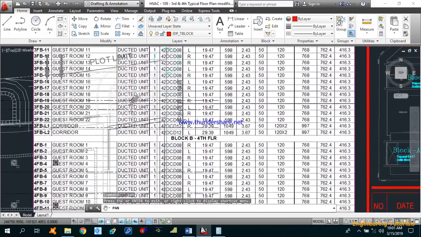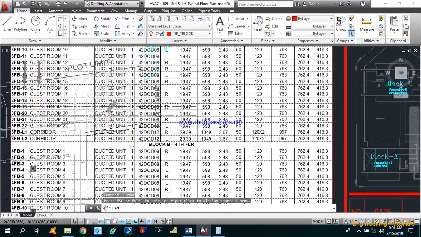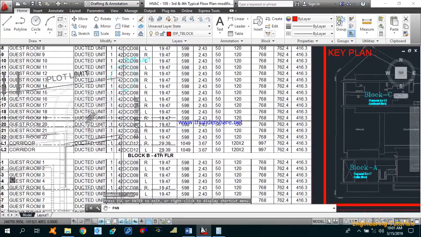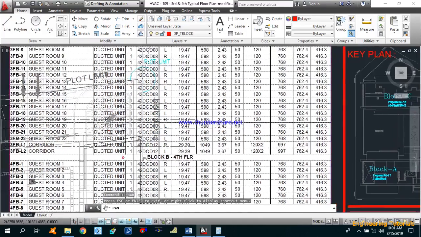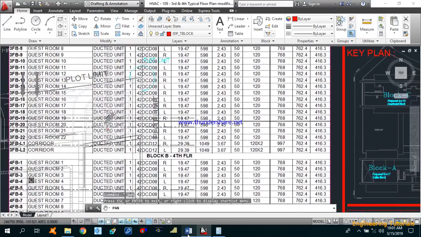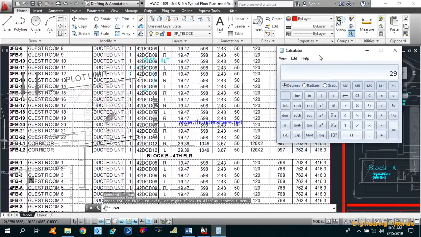Let's start with this corridor machine. As you can see, its serial number is 3FBL2. It's a corridor machine, a ducted unit, and its MBH is 29.39, CFM is 1049, and GPM is 3.67. Let me show you how this GPM comes out before starting the pipe sizing. 29.39 MBH is the heat load for this corridor machine 3FBL2. If we divide it by 12, we get the tonnage, so 2.44 ton for this machine.